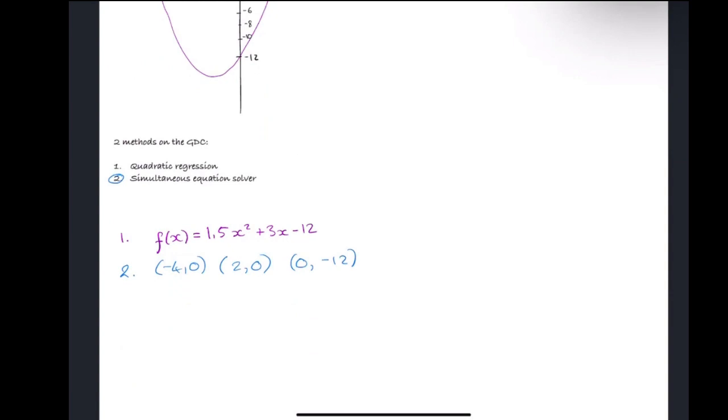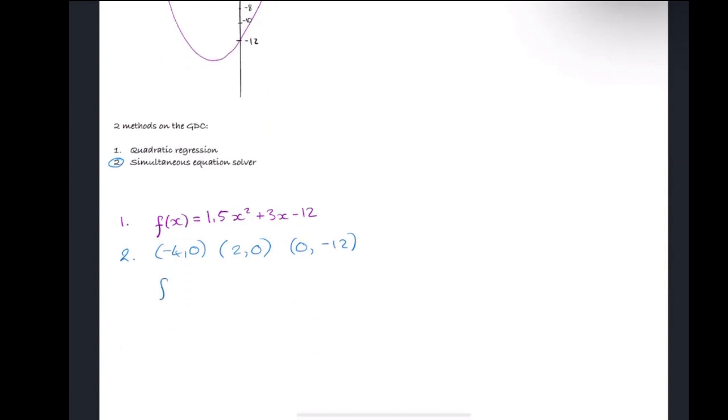Now, we want to get an equation for our curve in the form f(x) is equal to ax squared plus bx plus c. And I know we just did the quadratic regression to get the answer in purple, but let's pretend that we hadn't done that and see if we still get the same result.